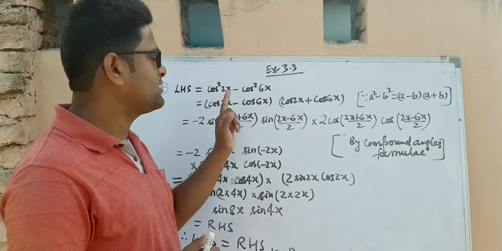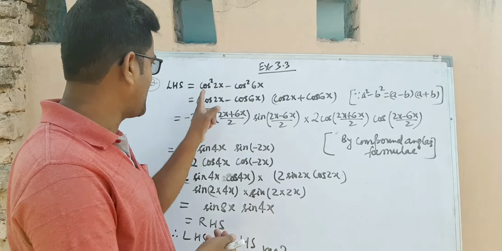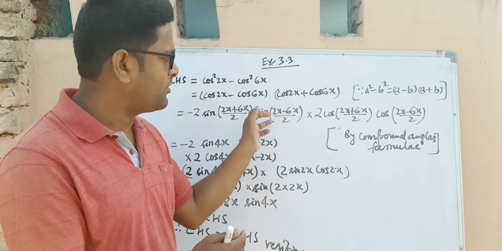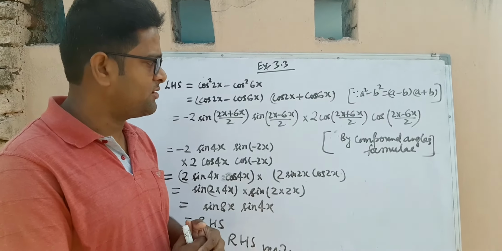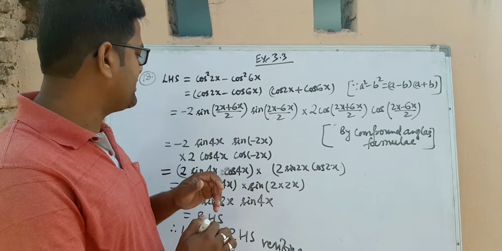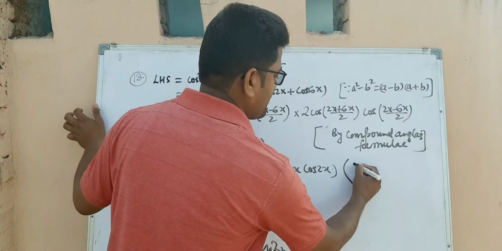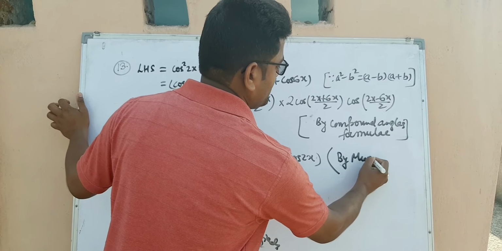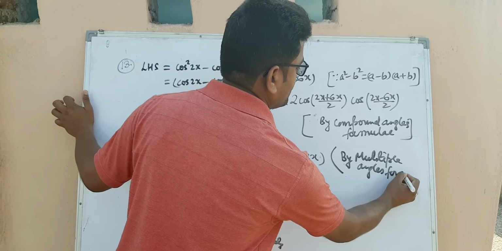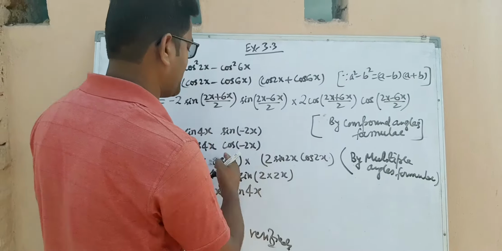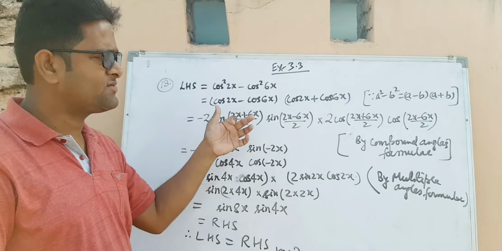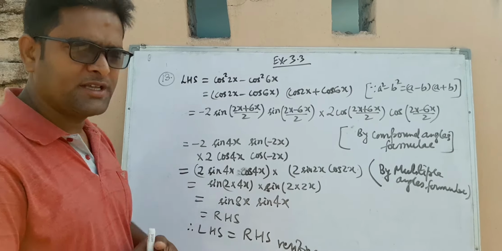So whenever you are getting this cos c minus cos d type of results, then you can go ahead with the sum or difference to product formula, which I have already discussed. Now again, going ahead with that, I have applied here multiple angle formula. You can write here by multiple angles formula, where I applied. In this way we can proceed further. See, it is not necessary to write the reasons, but you have to understand. That's why you are writing the reasons. Let us proceed with the next two questions.